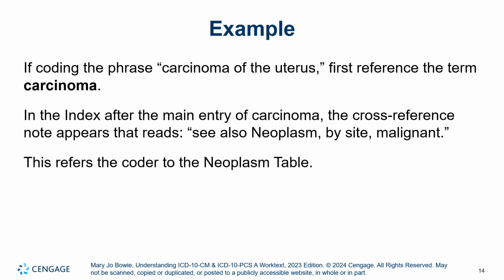Here's an example. If the coding is the phrase carcinoma of the uterus, first you would reference the term carcinoma in the index. After the main entry of carcinoma, the cross-reference note appears that reads, "See also neoplasm by site malignant." So that carcinoma is telling us malignant, right? And then what you would do is refer to the neoplasm table, look up by site, and go to your malignant column for your code.